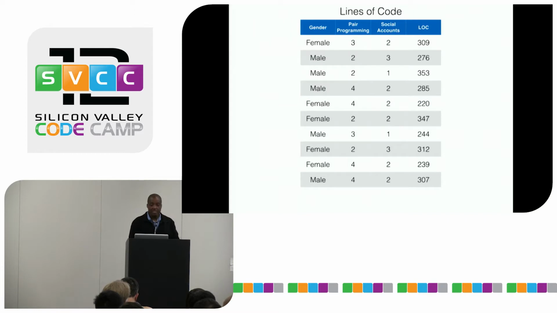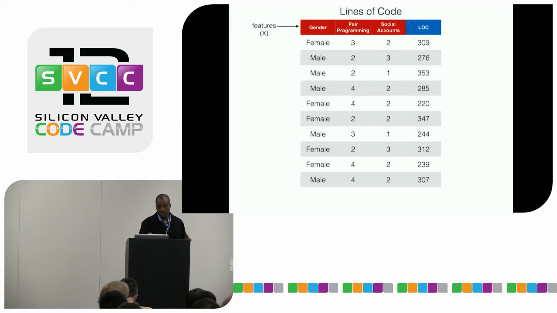Let's get an example. Let's say we want to predict lines of code, which is a continuous output. We use linear regression here. So we have gender, we have hours of pair programming, we have social accounts, and we have lines of code. Just some sample here. First thing we want to do, as some of you we talked about earlier, is convert gender to binary.